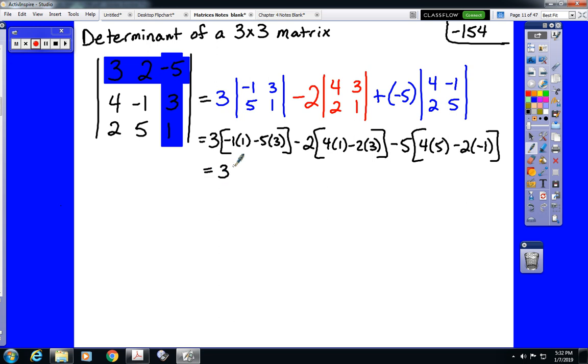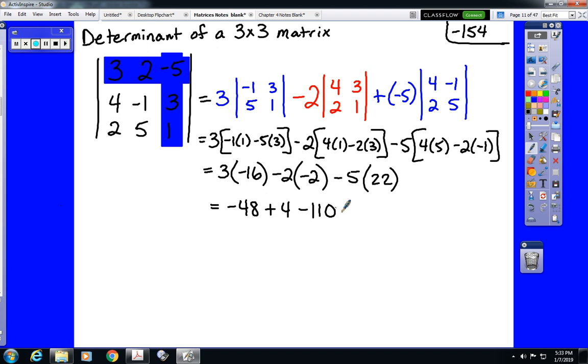So that's 3 times, and I'm going to simplify this down to one number. That is -1 minus 15, or -16, minus 2 times 4 minus 6 is -2, minus 5 times 20 plus 2, or 22. So that's -48 plus 4 minus 110.